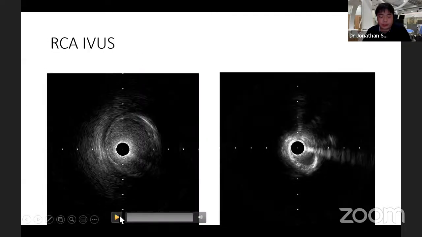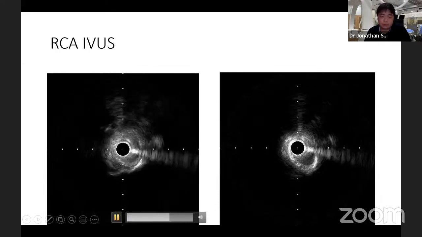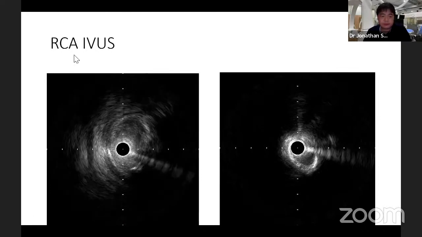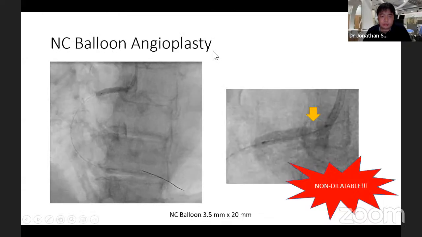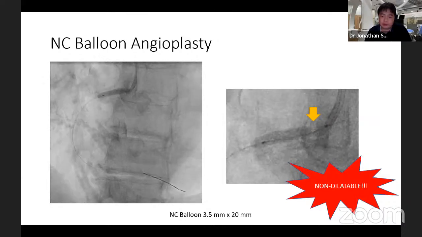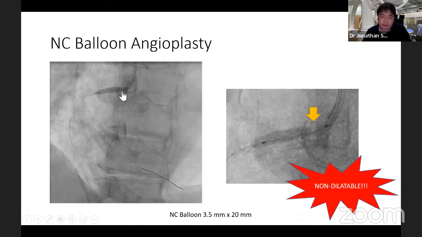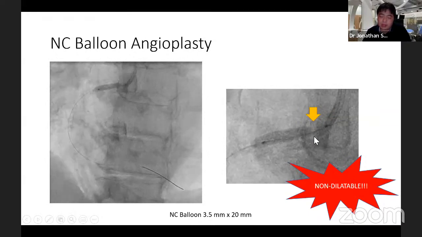And then we quickly did an IVUS. This is the picture of just the ostium to show you how tight it was and how calcified it is. Still image here. So we decided to start preparing the lesion. We wanted to test how tough this lesion is by just performing an NC balloon angioplasty first. We used a 3.5/20 NC balloon, and by just looking at the angiogram here, you can see the balloon is not actually expanding at all at the point of the ostium.